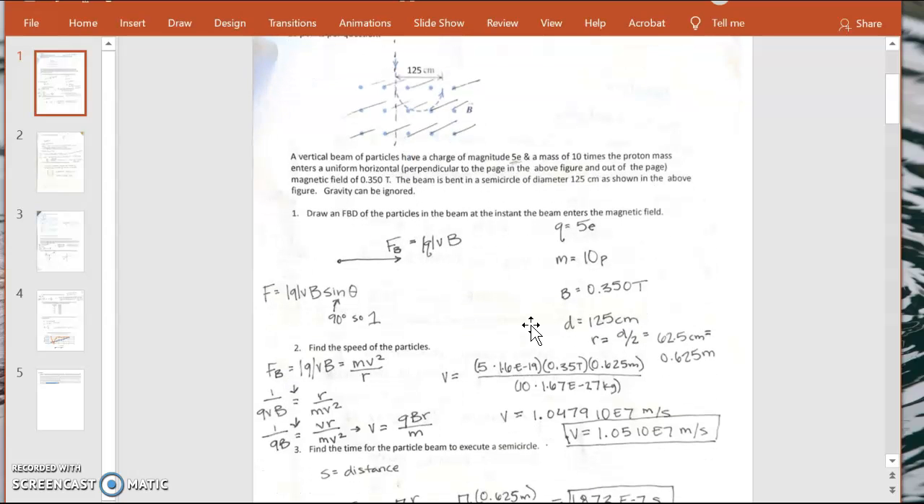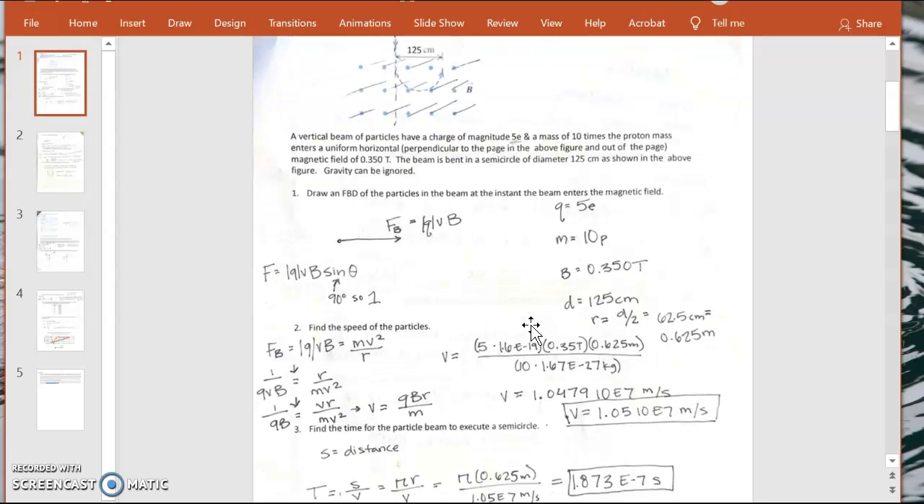And find the speed of the particles. So I know that F of B equals Q times V times B sine theta. Sine theta is 90 degrees, so it's really just 1, so I just ignore it. And then rearranging that for velocity, since I know M times V squared over R equals FB, I can rearrange for velocity, plug in my numbers, and I get a velocity of 1.0510 e to the 7 meters per second.